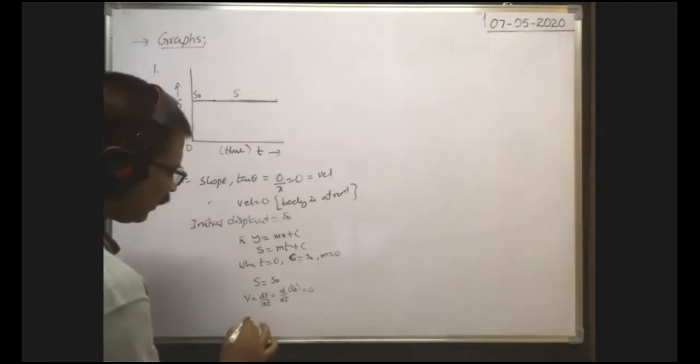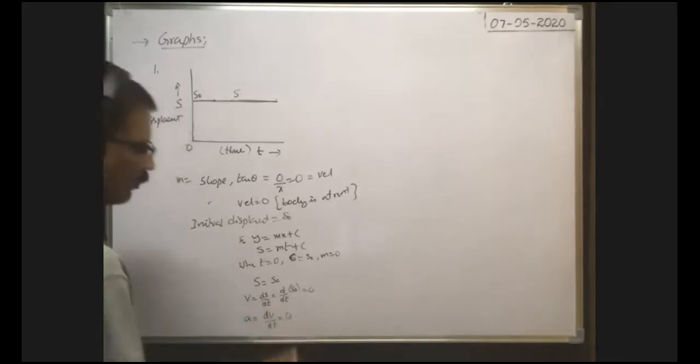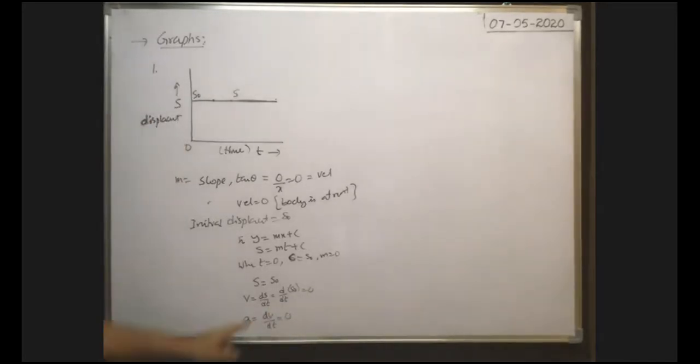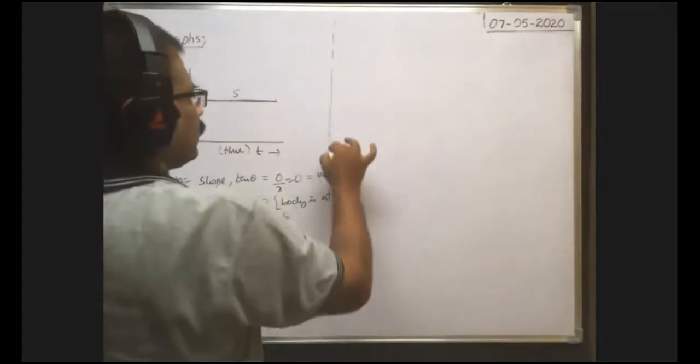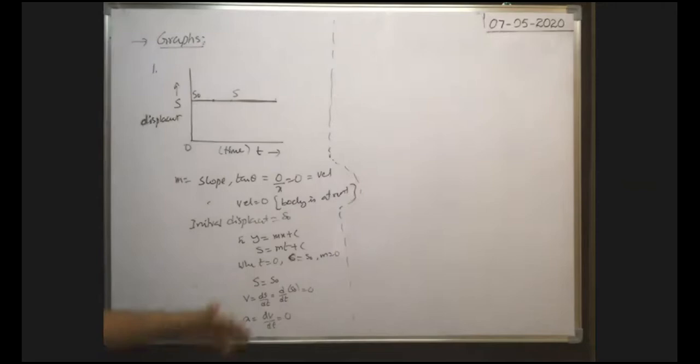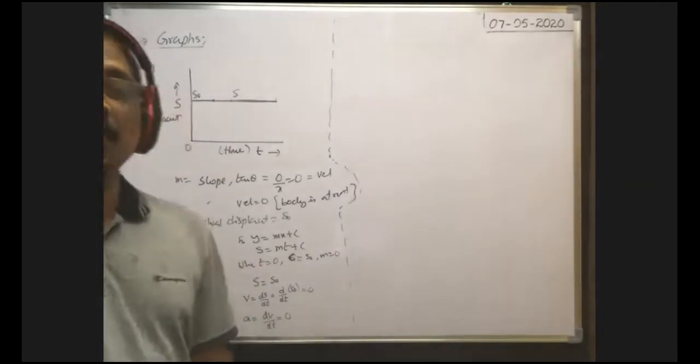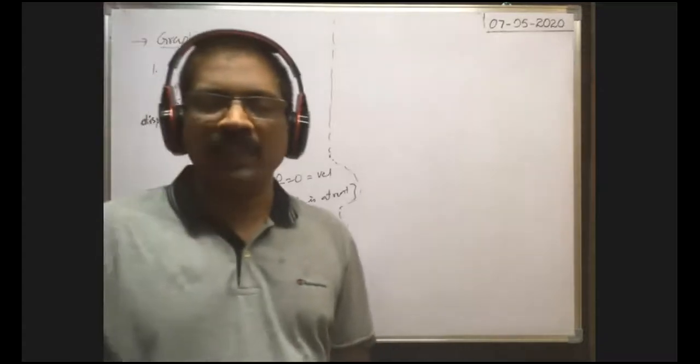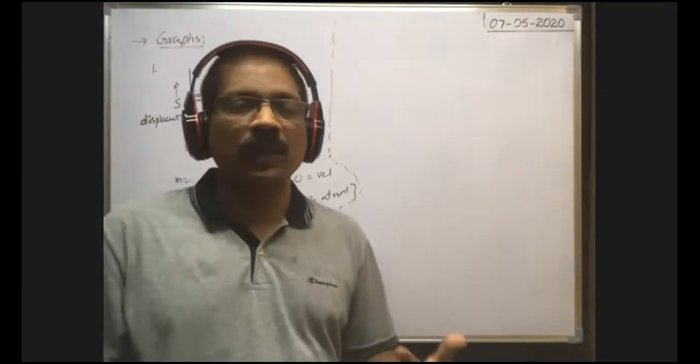Acceleration is equal to dv by dt. As v is equal to 0, dv by dt is also equal to 0, because no time function is here in this formula. That's why acceleration is also 0. So this graph represents the body is at rest, having initial displacement, but no acceleration. Okay. Even if the velocity is 0, the body may possess acceleration.